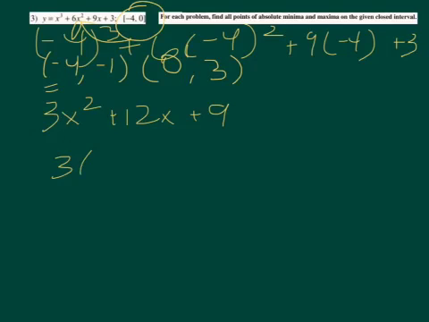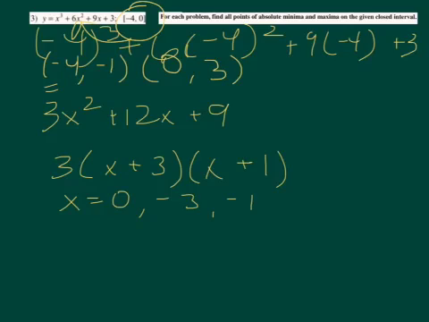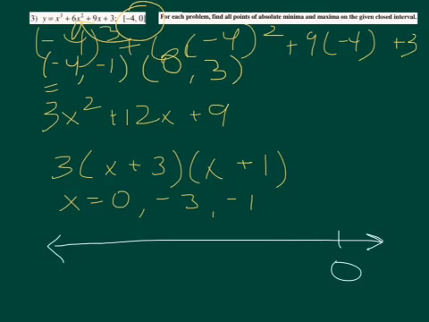So to factor that out, you factor out a 3, and then it factors into x plus 3 and x plus 1. So the x coordinates would be 0, -3, and -1. So now what you have to do is create a number line. So let's make 0 over here, -1 over here, and -3 over here. So the numbers I'm going to choose are -4, -2, -1/2, and 1. Okay?